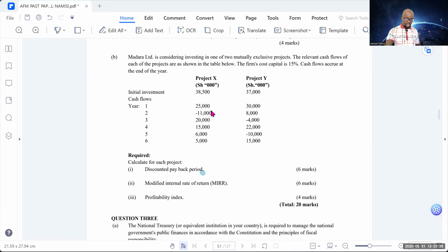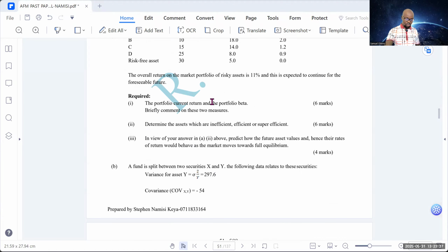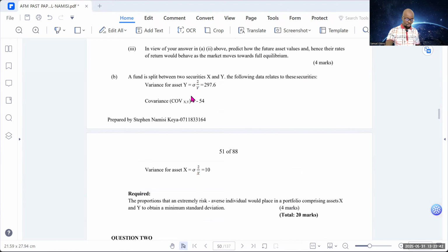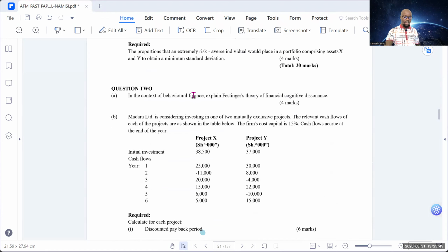Now, this is the question that we have. And you can see it is May 2014. That was an AFM paper, Advanced Financial Management, question number 2B. Look at question number 2A. It says, in the context of behavioral finance, explain Festinger's theory of financial cognitive dissonance. So that's a very interesting question there. But we will revise it, we will go through it and see how best you are supposed to respond to it. But today, I would want us to just look at part B because we are looking at discounted payback period.